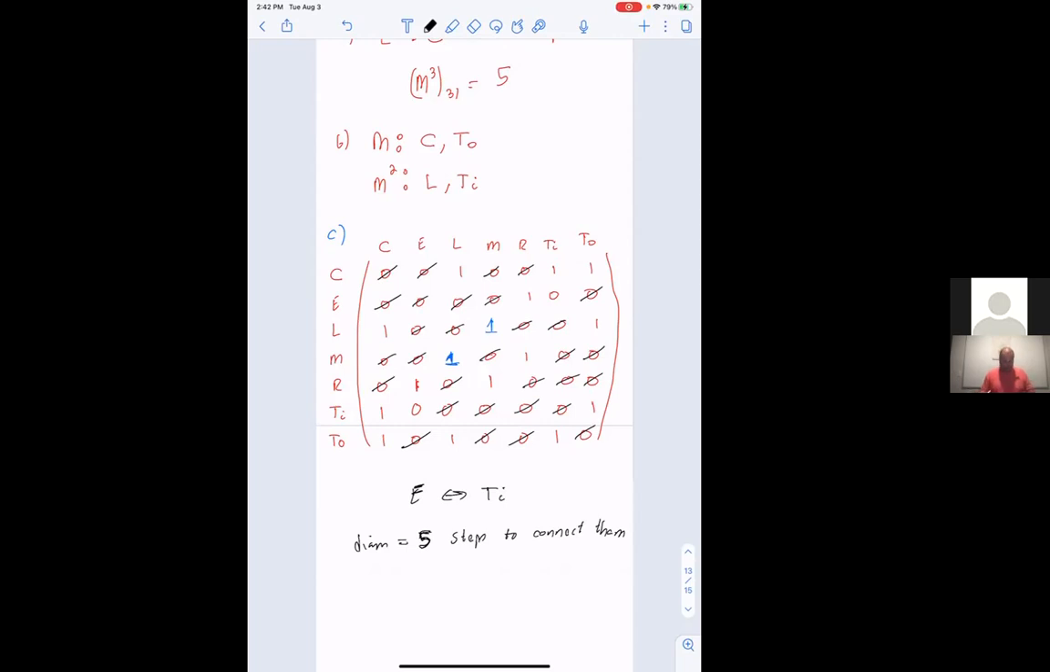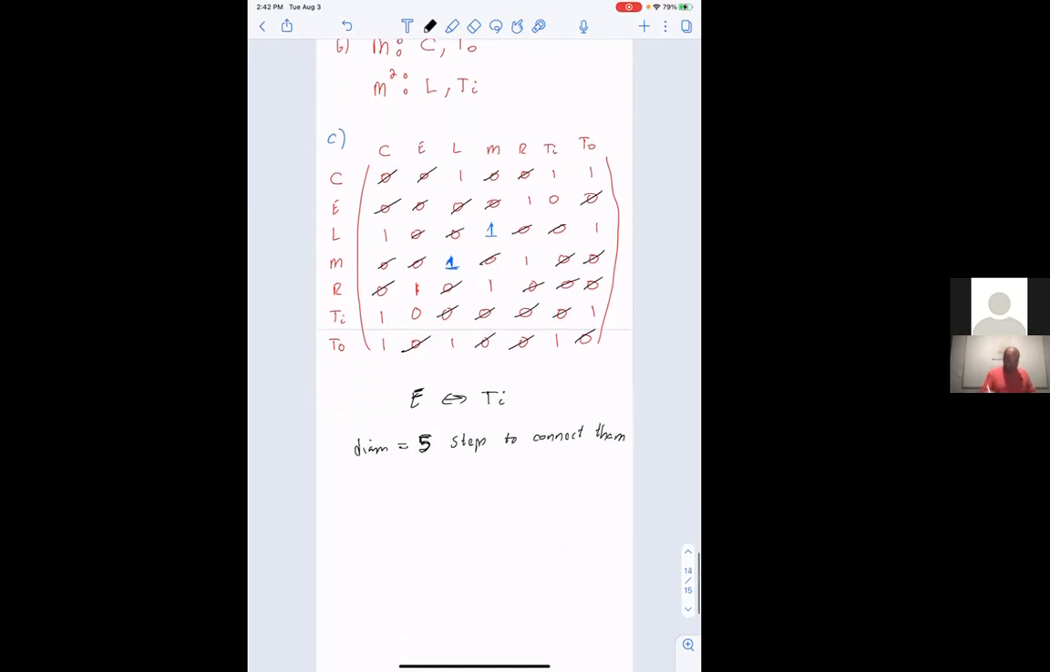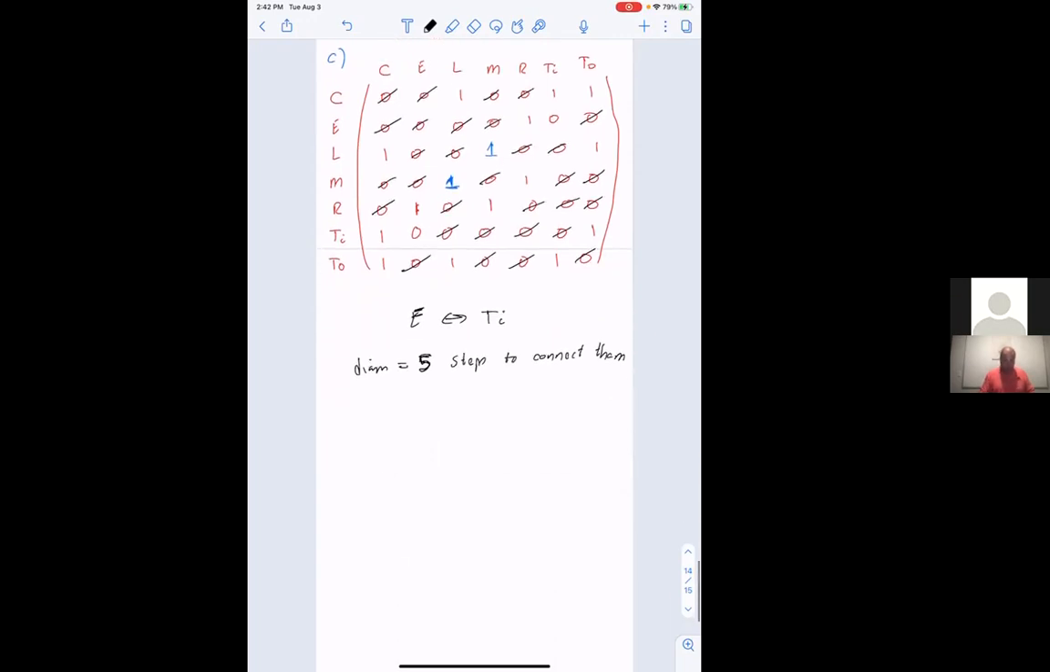I'd actually like to make a picture of this, but they don't ask me to. In fact, that's the end of that problem. I'm going to make a picture of this. I want to see what's going on, and why Eigg and Tyree are 5 steps apart.